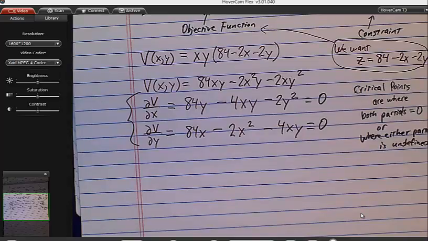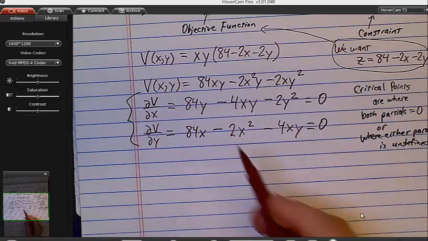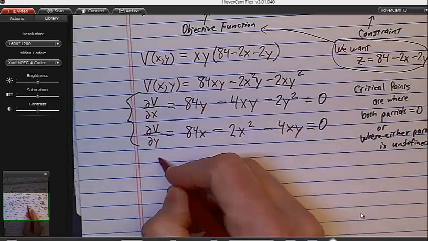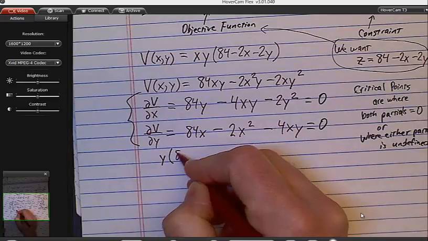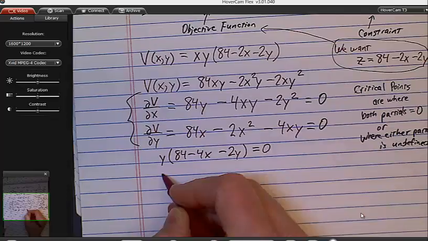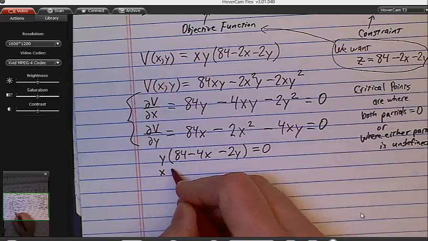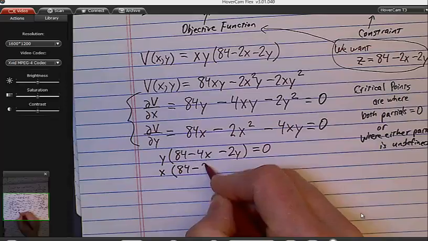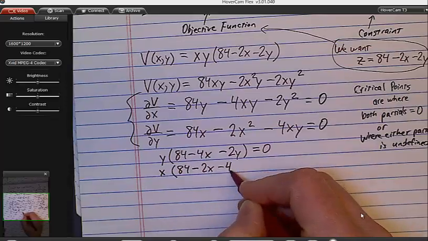And of course, when you see this quadratic set equal to 0, I hope you thought of factoring. Your algebra instincts should be, oh, I can factor. What kind of factoring do I always try first? We always try GCF first, right? So let me do some GCF factoring here. If I factor out of the first one a y, I have 84 minus 4x minus 2y, and then here I have x times 84 minus 2x minus 4y.